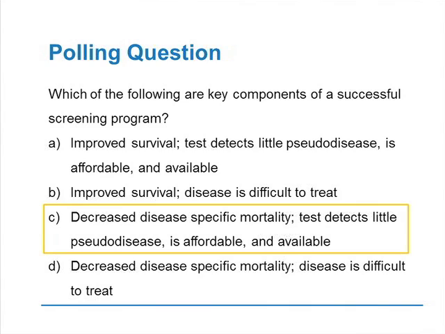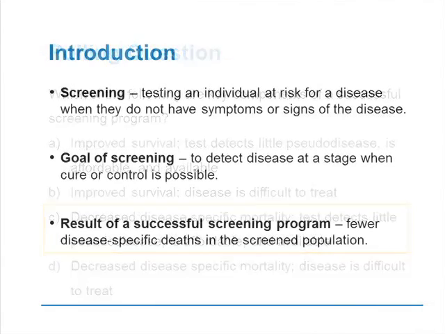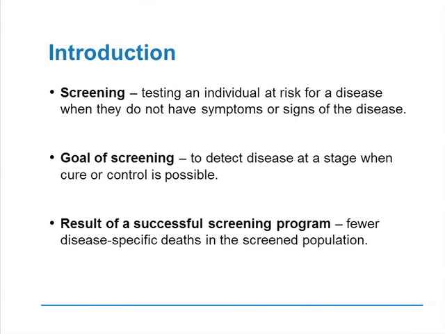As you'll see in the next couple of slides, the correct answer for this question is C, decreased disease-specific mortality in a test that detects little pseudodisease, is affordable and available. So to understand the evolution of lung cancer screening, we first have to go back a step and understand what screening is.